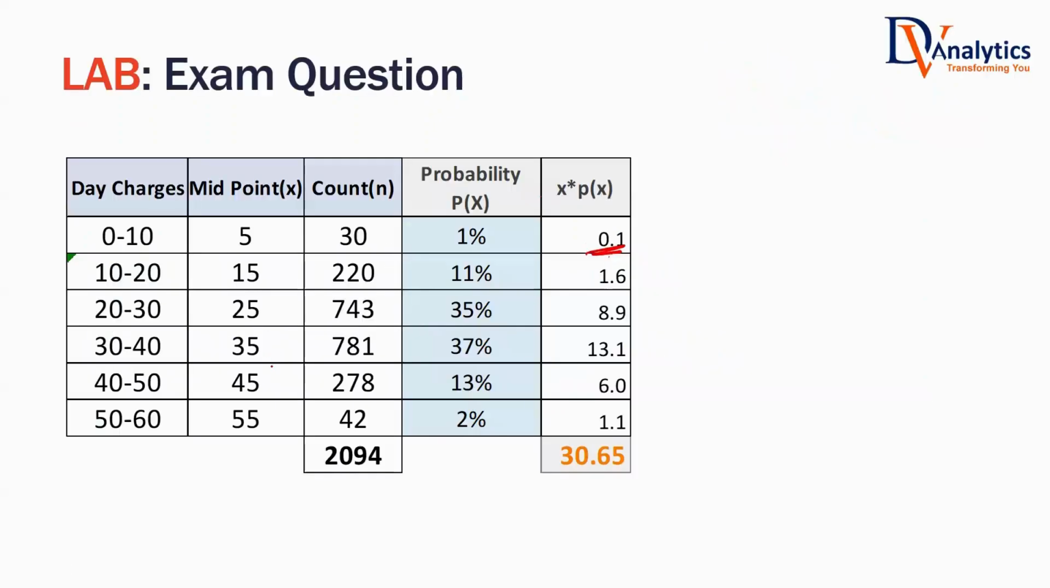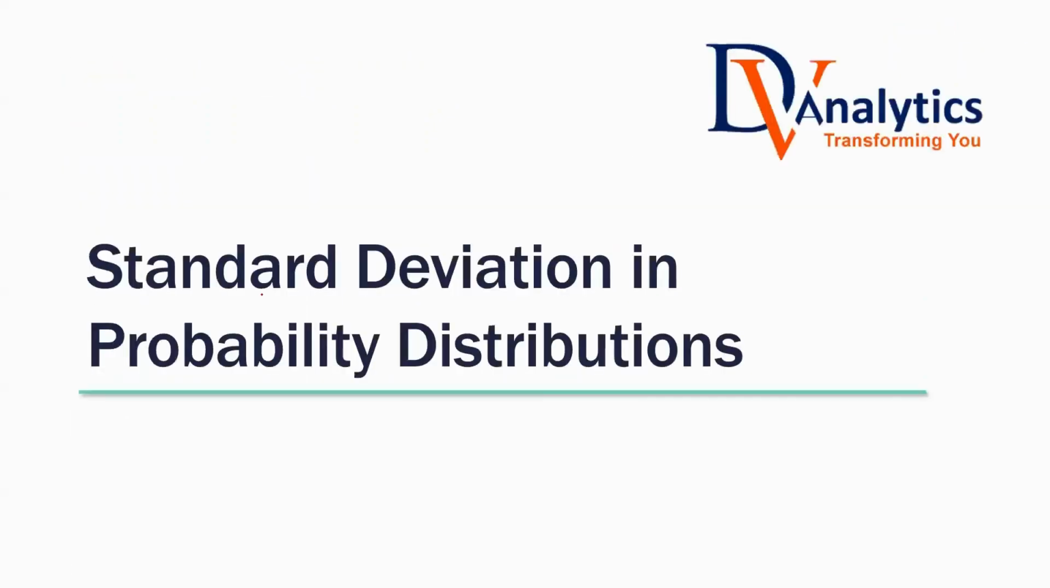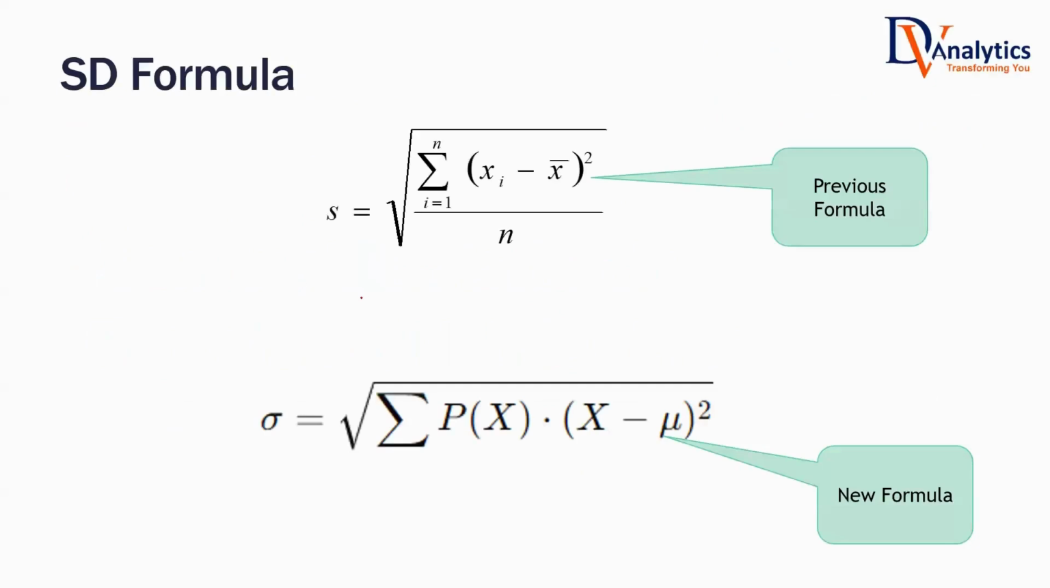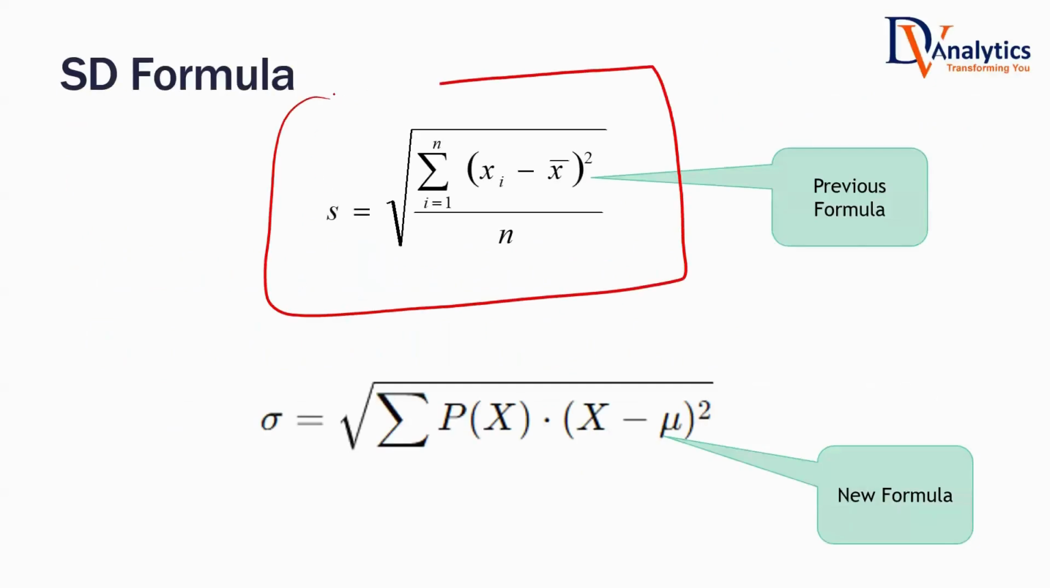Similar type of table you may get, and you may be asked to calculate the standard deviation. Earlier, the formula of standard deviation was summation of xi minus x bar whole square divided by n, under the root. Now that xi minus x bar whole square remains the same. So that fi divided by n is now called probability. So this is the original formula that is now modified like this.